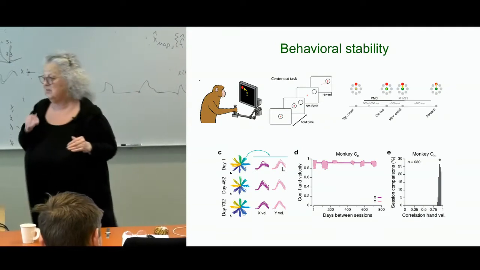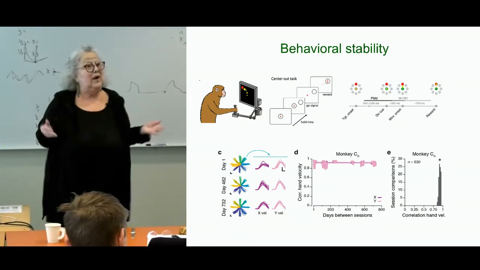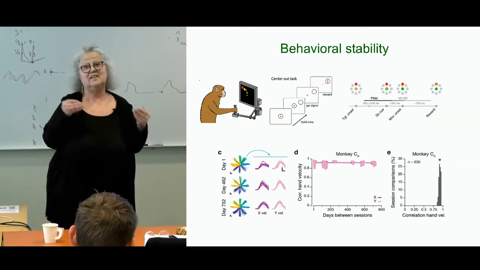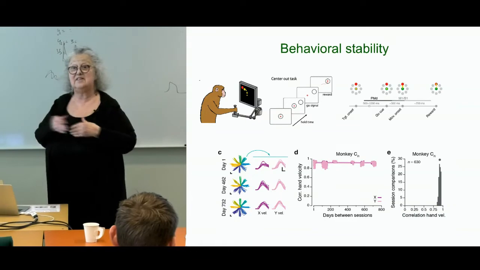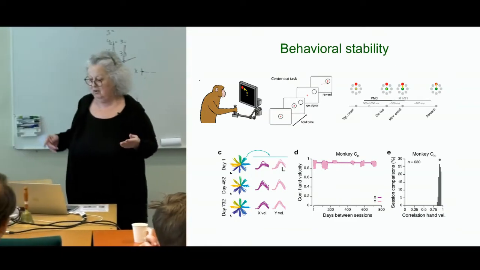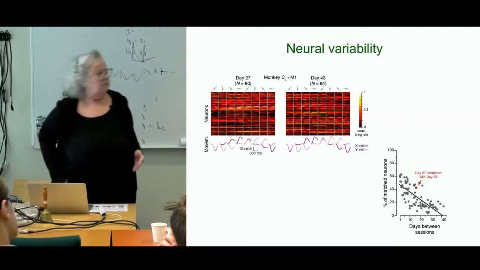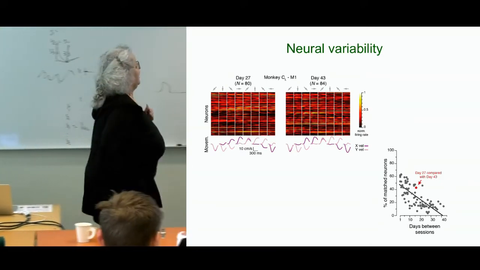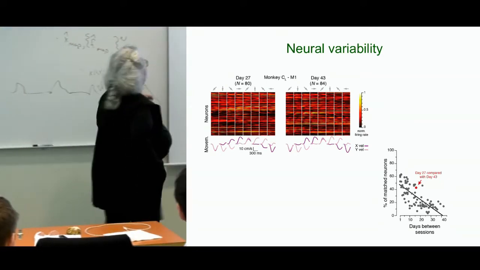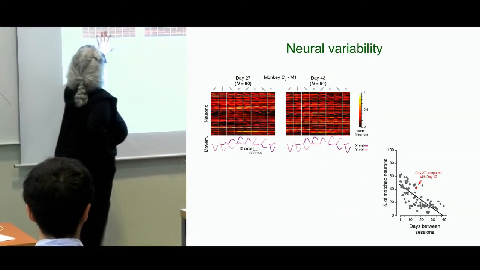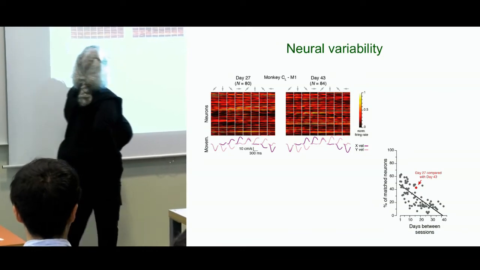So the question we asked ourselves was, is there a neural correlate of that? Is there a neural representation of the task that is as stable as the behavior is, and that is maintained over such a long period of time? And so then we said, okay, well, let's look at the neural variability. So here is another monkey that we recorded over a shorter period of time. And here we are comparing the neurons on day 27 with the neurons on day 43.